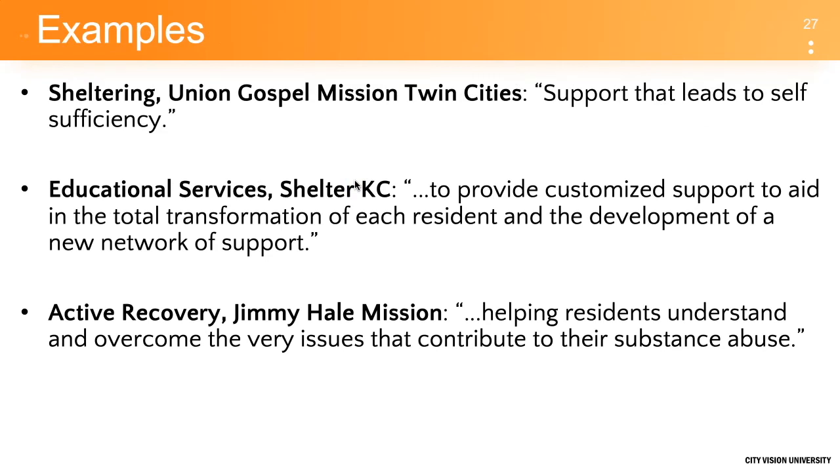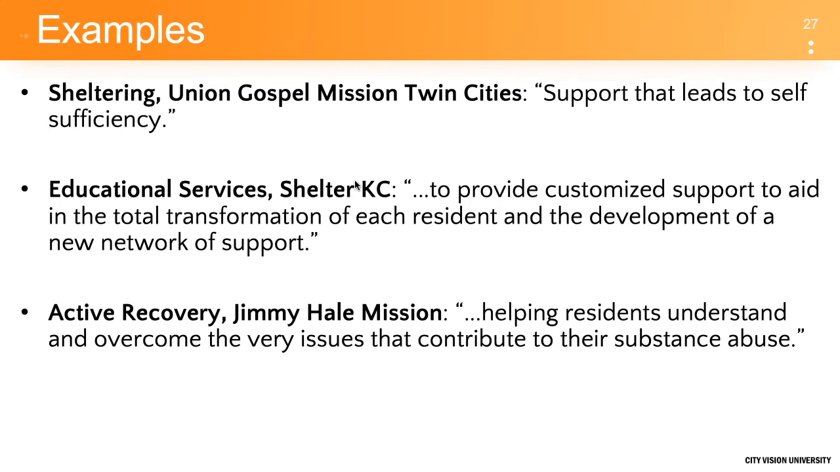The sheltering program at Union Gospel Mission Twin Cities, the purpose of their program is support that leads to self-sufficiency. So this is basically a supportive housing type of model here. It's clear, the future, they want to see people be self-sufficient. And they're going to do everything that they can to help a person become self-sufficient. And it's pretty general here. So when a participant gets in, that's when they begin to assess individual needs.